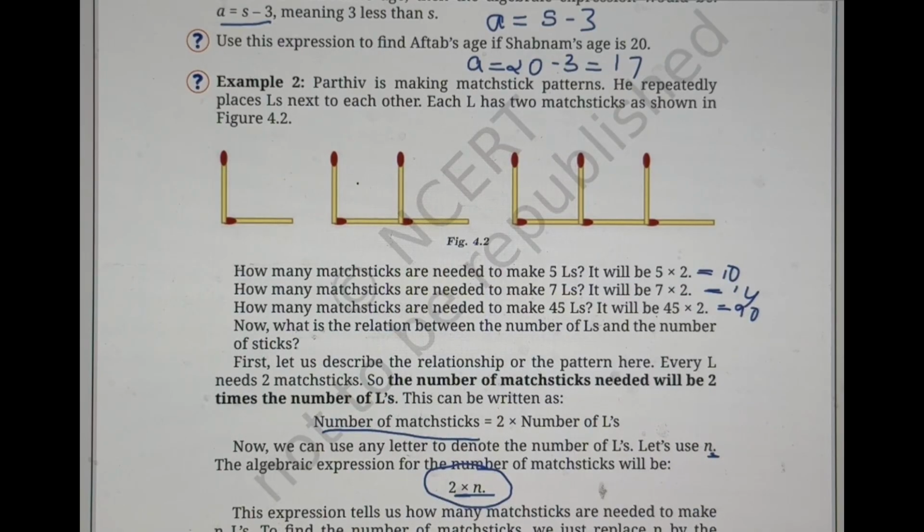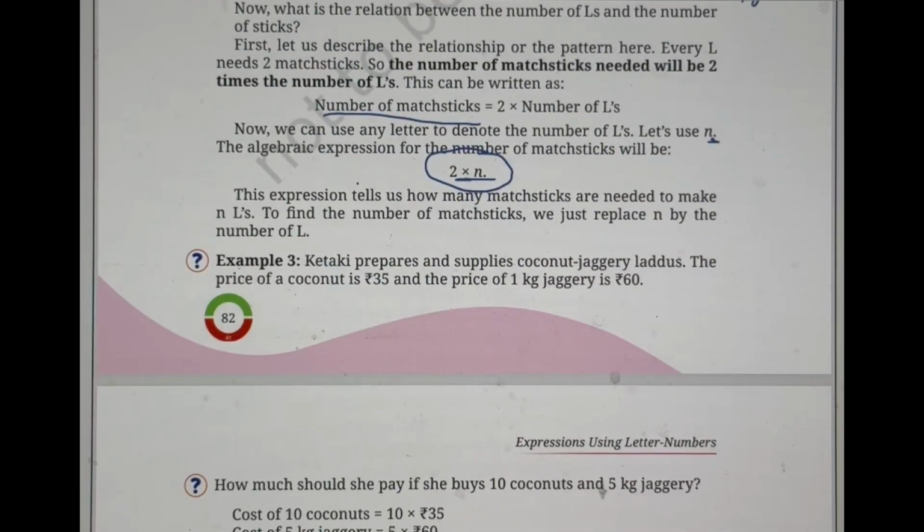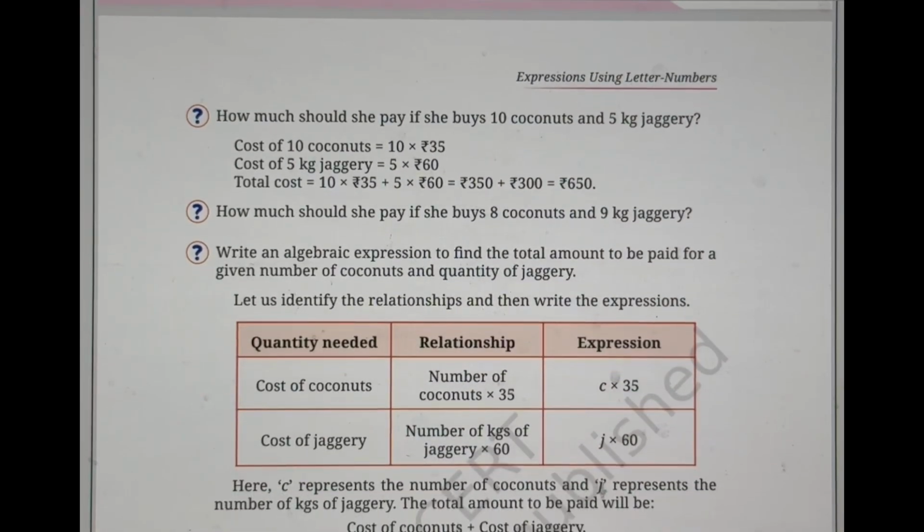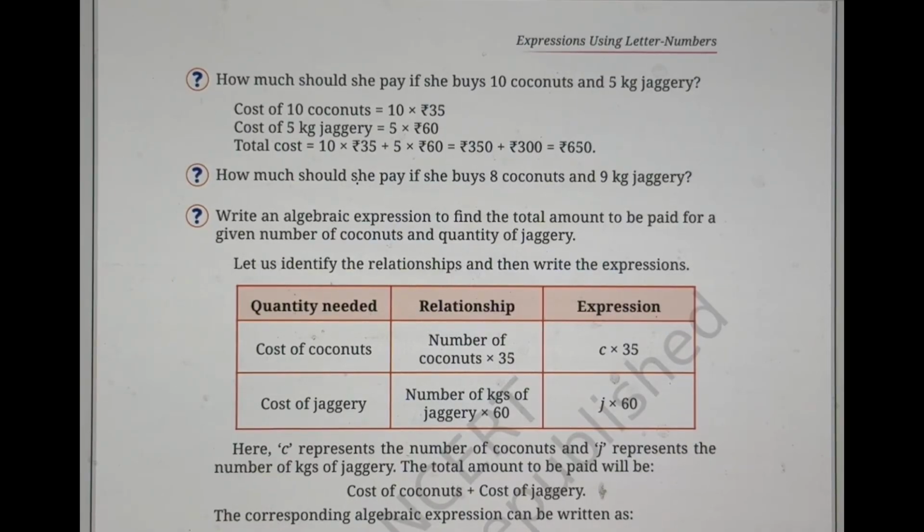There is another example given. Ketki prepares and supplies coconut jaggery laddus. The price of a coconut is rupees 35 and the price of 1 kg jaggery is rupees 60. Now, based on that, how much should she pay if she buys 10 coconuts and 5 kg jaggery?